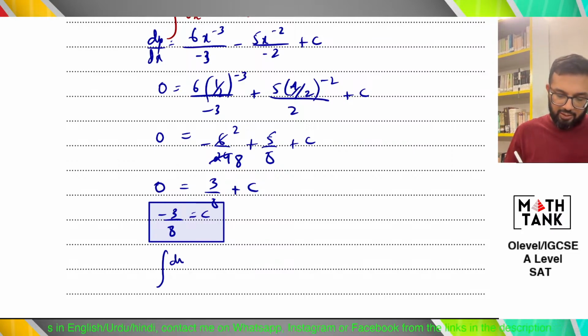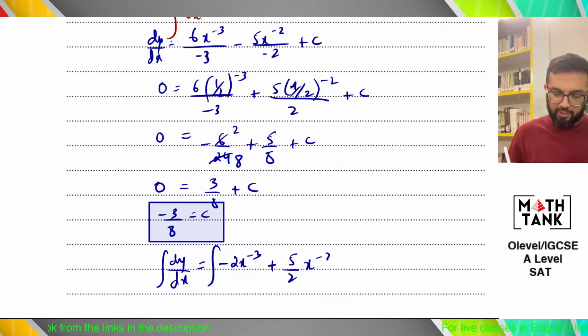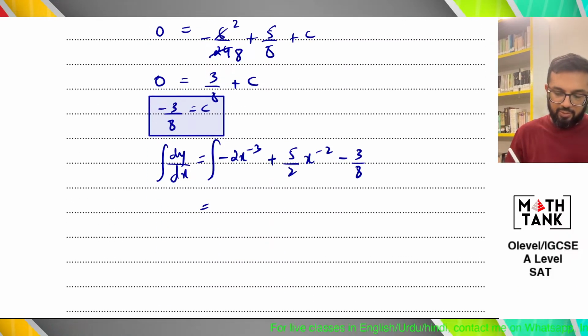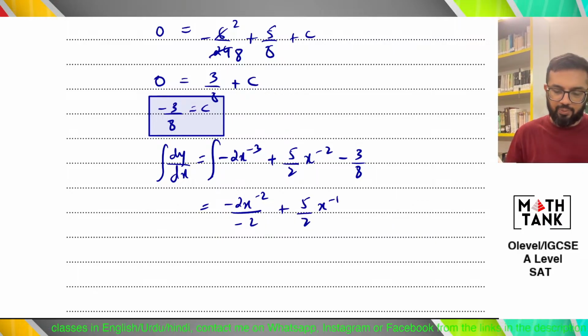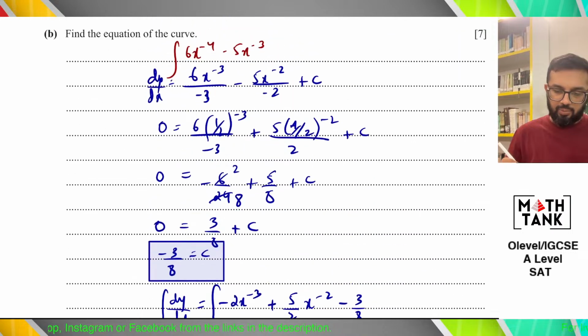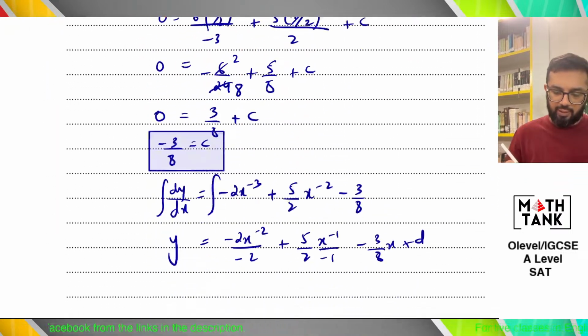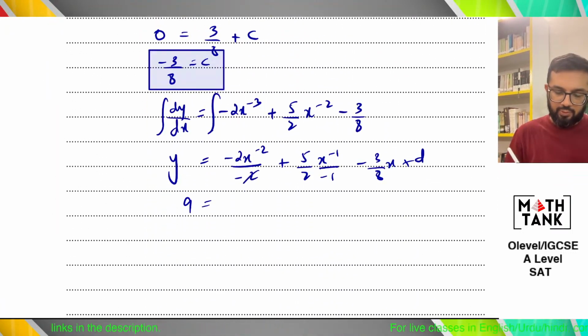So dy by dx equals minus 2x cubed plus 5 over 2 x power minus 2 minus 3 over 8. Let's integrate once again. Minus 2x power minus 2 over minus 2 plus 5 over 2 x power minus 1 over minus 1 minus 3 over 8 x plus d. Then I plug in these numbers that I have, 9 and a half.